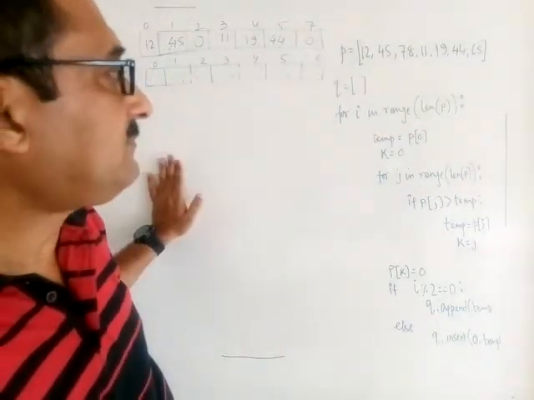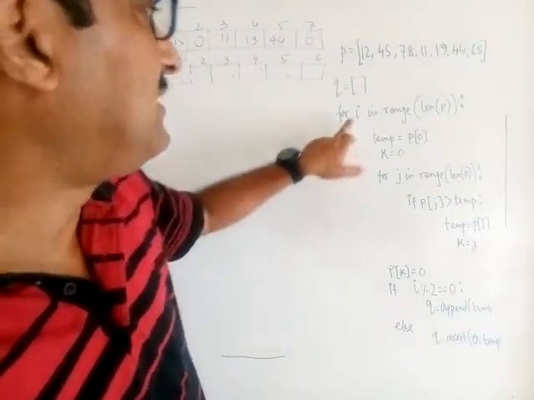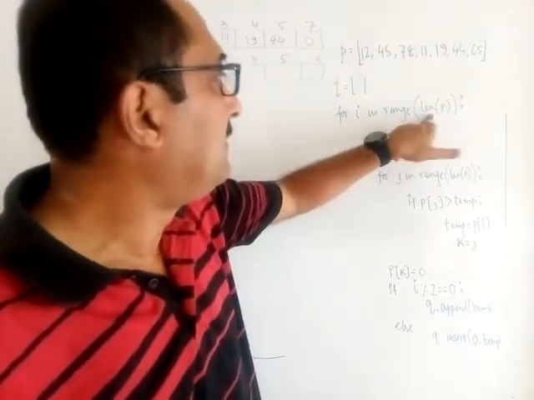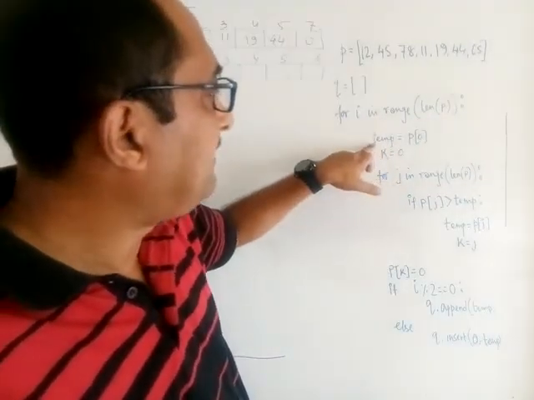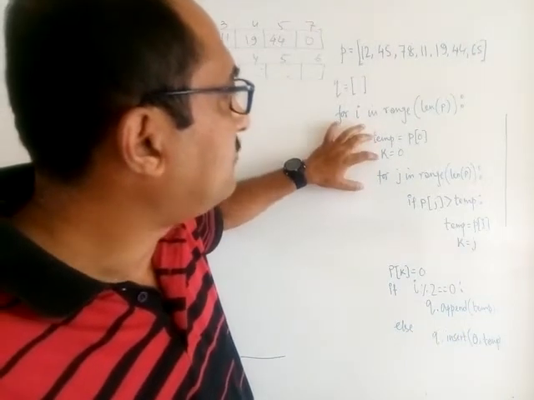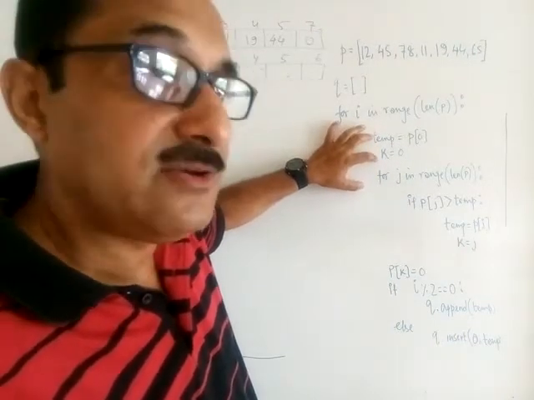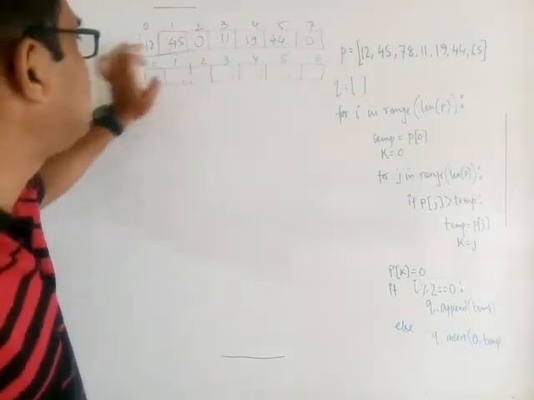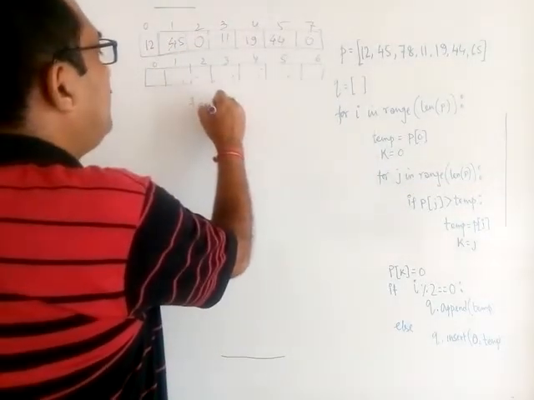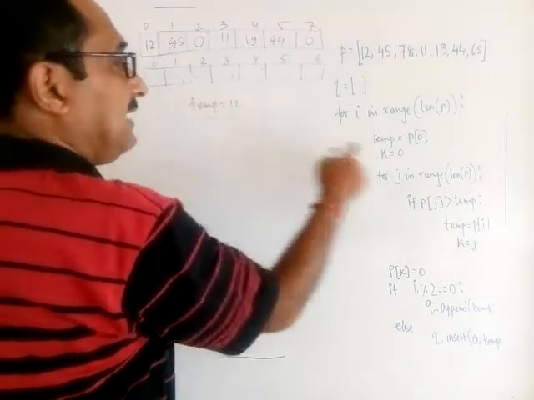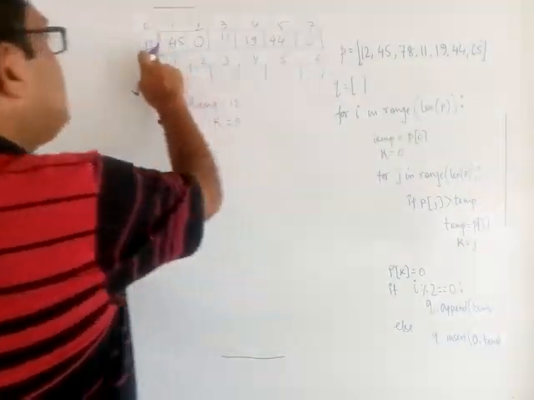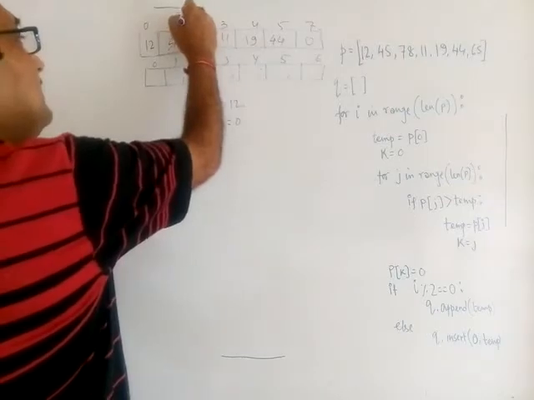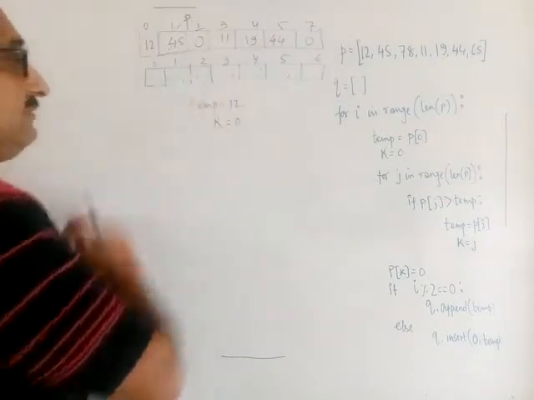So what I have done, look at this, I have taken a loop. The loop is going up to the length, covering all the cells. Now every time the i loop starts, I take temp equal to P[0] and k equal to 0. That means if I take this example, temp will be 12 and k equal to 0, because temp equal to P[0], and P[0] in this P list is 12.